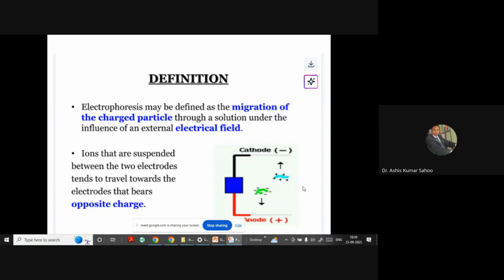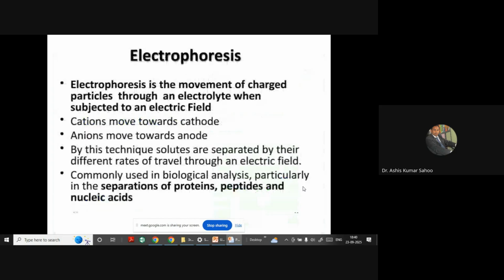Charged particles suspended between two electrodes tend to travel towards the electrode that bears the opposite charge. A negative charge goes towards the anode, and a positive charge goes towards the cathode. Electrophoresis is the movement of charged particles through an electrolyte, like sodium chloride or potassium chloride, when subjected to an electric field. Cations move towards the cathode, anions move towards the anode.